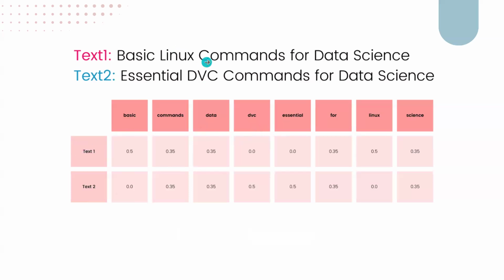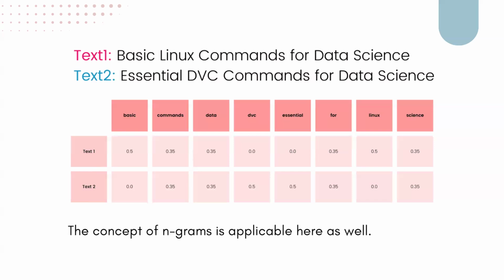Basic and Linux are the two words that are more important for text one, so it tries to give more weightage to these two words. As I have said, they are getting 0.5 importance rather than 0.35 or 0 importance. I hope the difference between TF-IDF and bag of words is clear. Due to time constraints, I am rushing over them. Okay. The concept of n-gram is also applicable here. We can implement them in this method also.